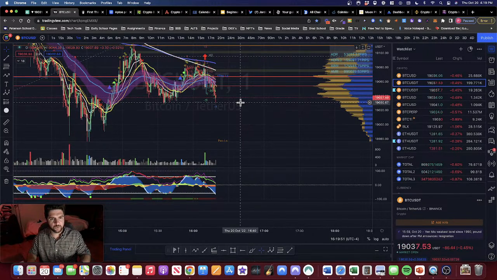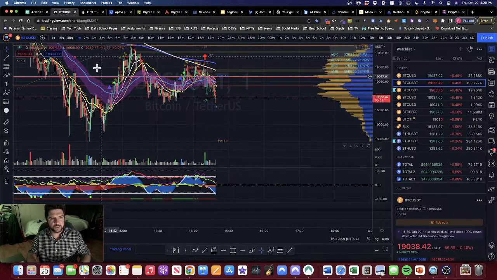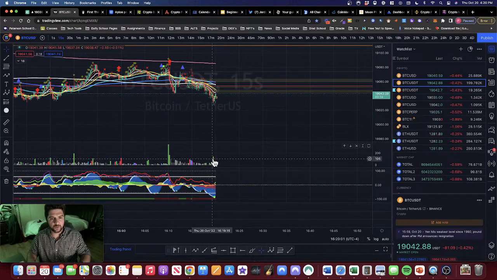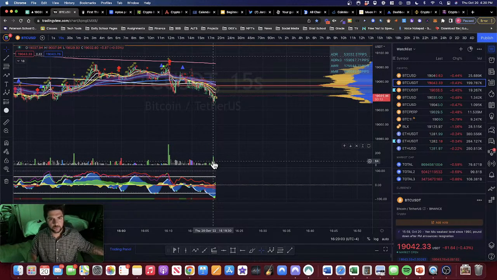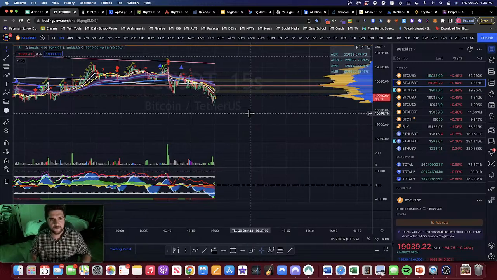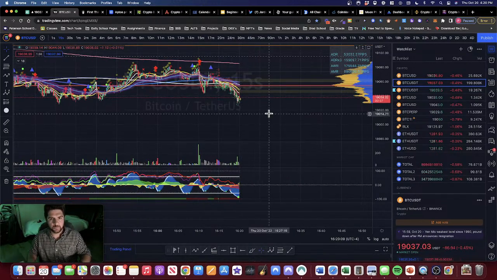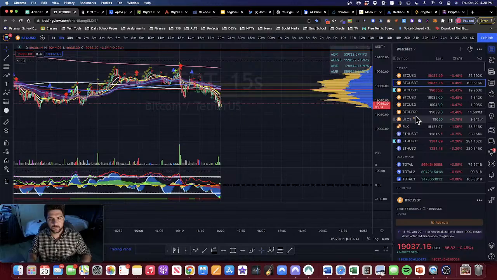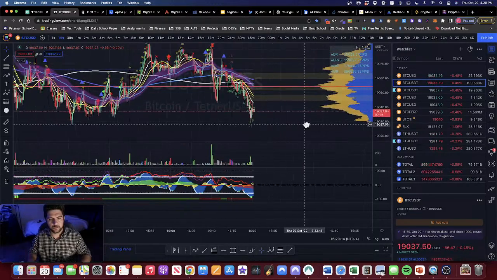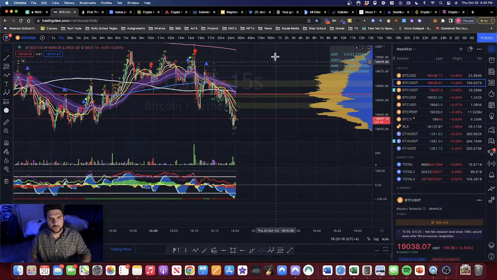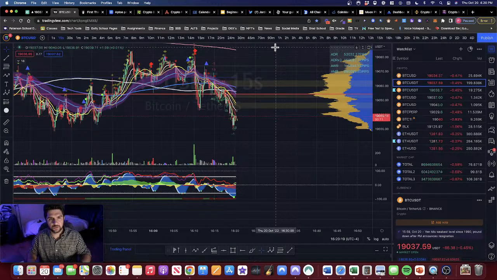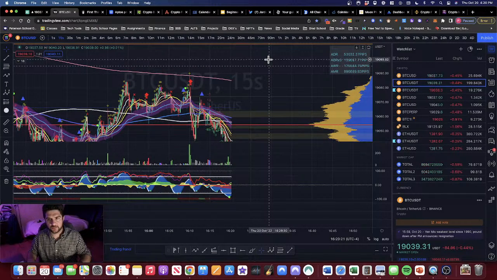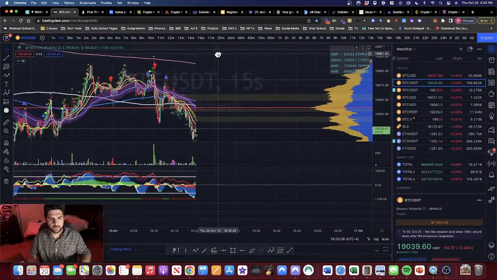Look at that. Right there. Right at support. But I don't see the volume. 15 second buys a long. This would be the beginning of your stop hunt, in my opinion. All right. Stop loss, honestly, 19,115. If he's going to stop hunt, I mean that's what he's doing.